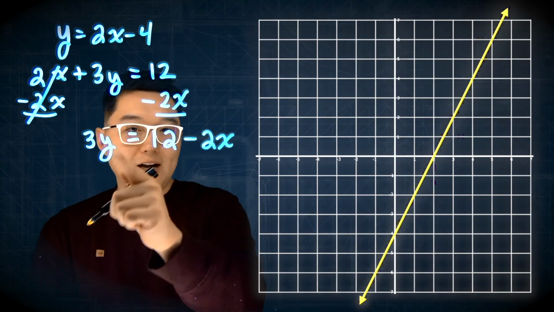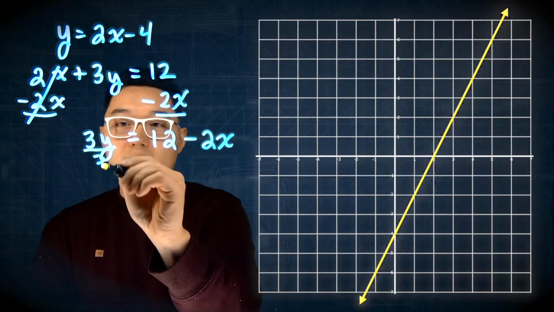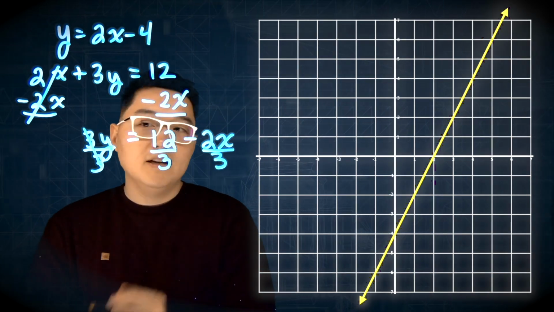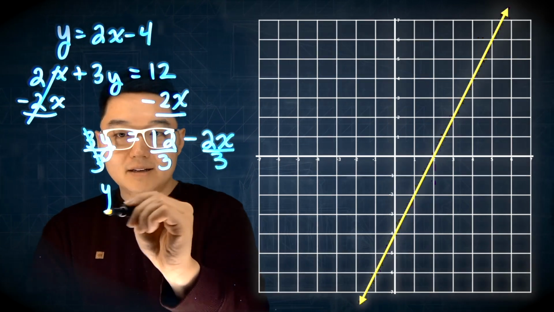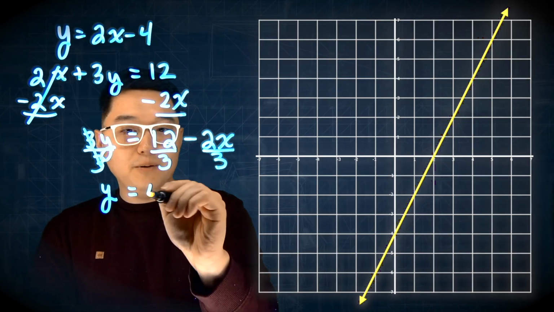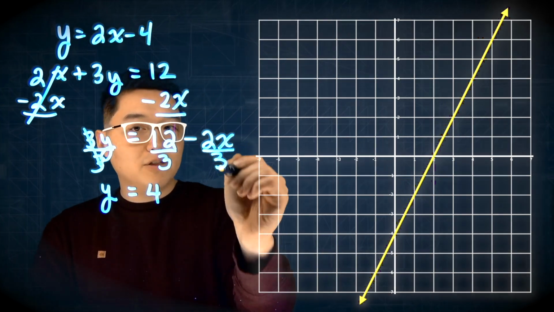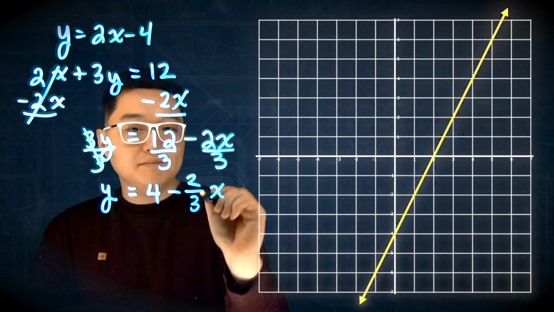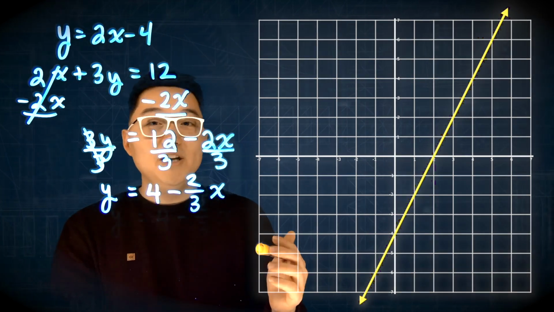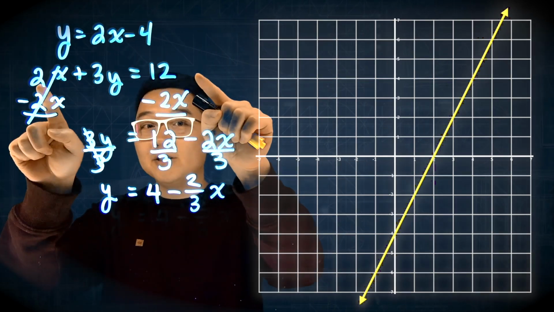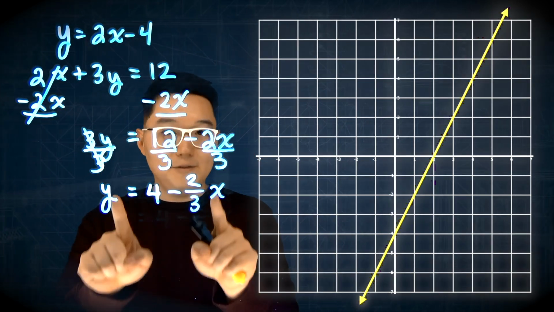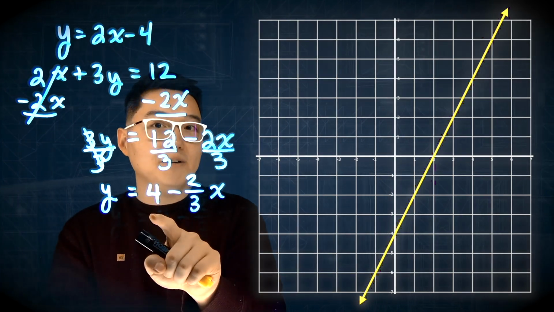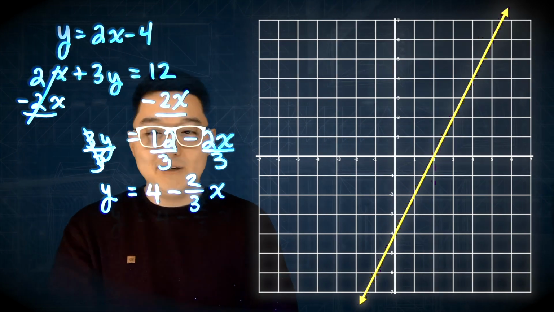Now to get y by itself, all I have to do is divide all terms by 3. So there we go: y is equal to 12 divided by 3, which is 4, and then negative 2 divided by 3 is negative 2/3 x. And there you go. We just rewrote the second equation into slope-intercept form, y equals mx plus that b value. So let's graph that equation.